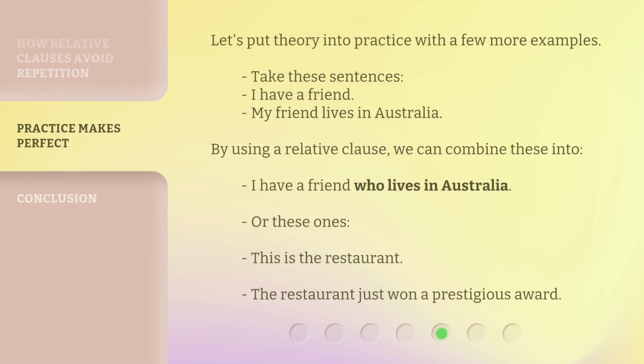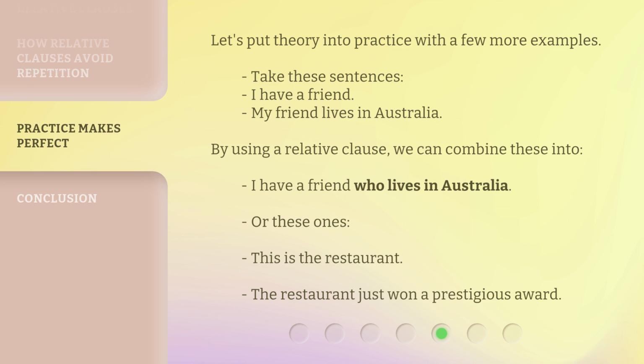Let's put theory into practice with a few more examples. Take these sentences. I have a friend. My friend lives in Australia. By using a relative clause, we can combine these into: I have a friend who lives in Australia.